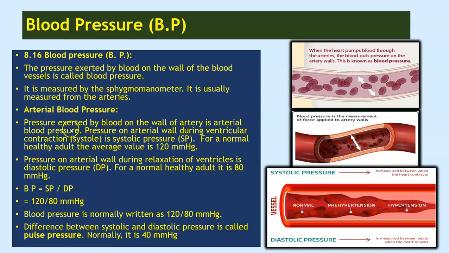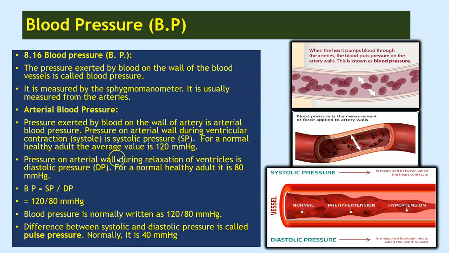Arterial blood pressure. Pressure exerted by the blood on the walls of the artery is called the arterial blood pressure. Pressure on the arterial wall during ventricular contraction, that is the systole, is the systolic pressure, SP. For a normal healthy adult, the average value is around 120 mmHg.